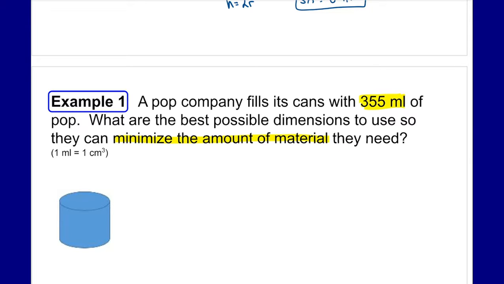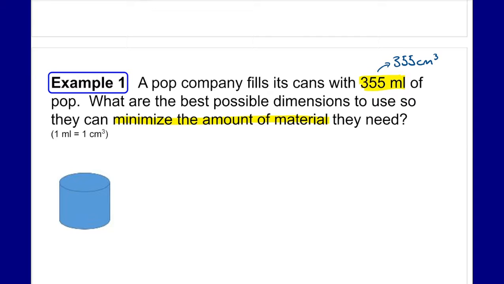There's one thing to add, just a quick unit conversion. 1 milliliter equals 1 cubic centimeter. So the 355 milliliters actually means that we have 355 cubic centimeters of volume. So we're going to go through it in a similar way to our previous examples when we were looking at the cubes. We're going to start off with what we're given. Well, we are given the volume. We know the volume is 355.